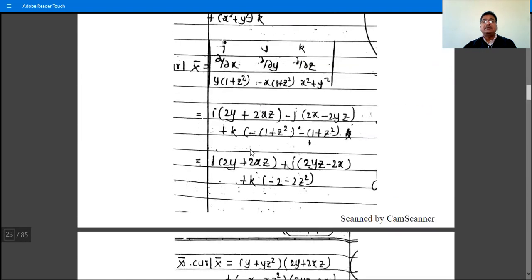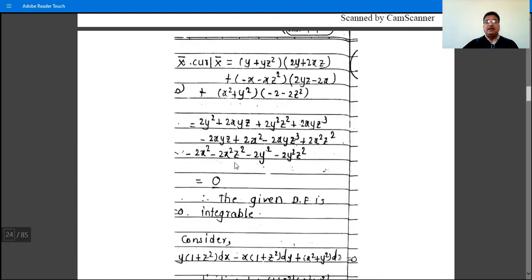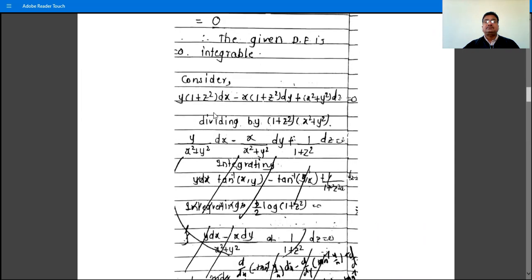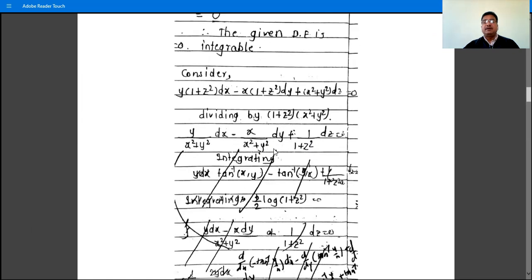All these homework examples are of the type one variable separable. So divide by (1 + z²)(x² + y²), so we have this form. After dividing, we have y/(x² + y²) dx − x/(x² + y²) dy, and 1/(1 + z²) dz is equal to 0. So this is one variable separable, the z variable is separated.